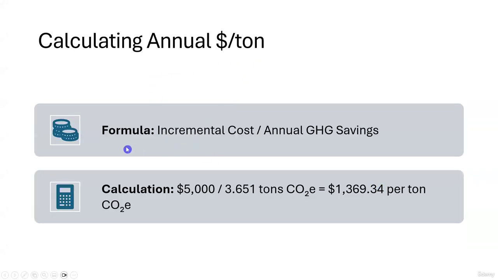Calculating annual dollar per ton. The formula is the incremental cost, which is $5,000 for replacement, divided by the annual greenhouse gas savings, which is the amount of savings you get by replacing the old boiler with the new one, in this case 3.651 tons of carbon dioxide. So the result after calculation is $1,369.34 per ton of carbon dioxide emissions. It means if you want to save 1 ton of carbon dioxide, then you need to spend this much money.